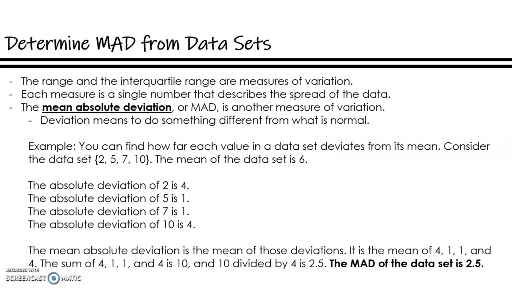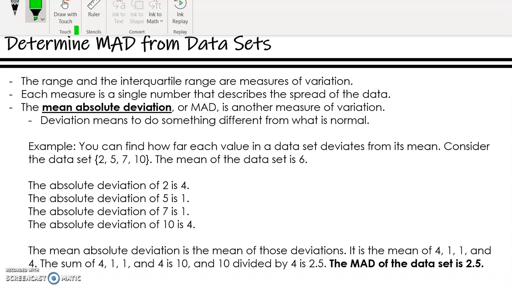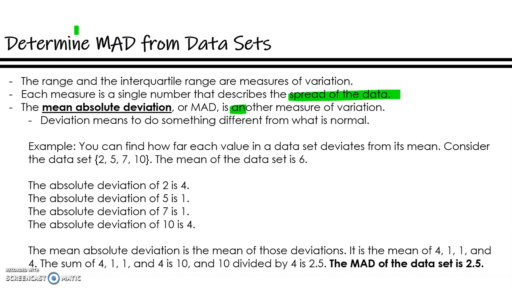So this looks like a lot, but I want to take it a step at a time. Okay, we talked last video about the range and the interquartile range. Those are called measures of variation. That tells you the spread of the data. So MAD, mean absolute deviation, is another measure of that spread. It tells you how far apart your data is. The word deviation means to do something different from what is normal. So if you deviate from a plan, that means you go off plan.